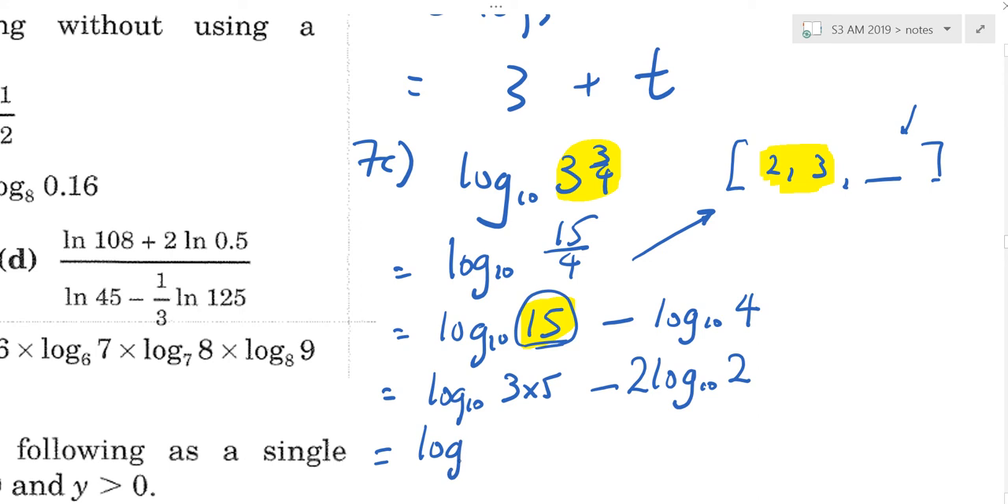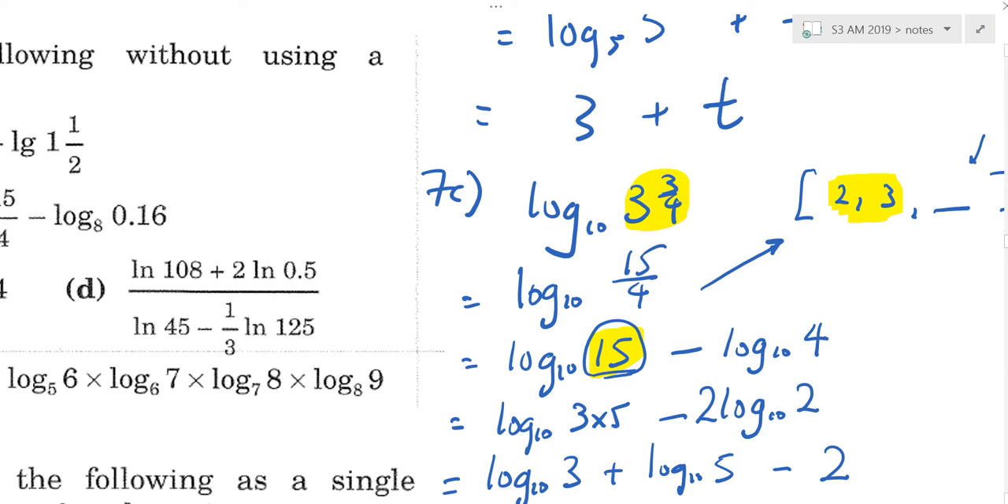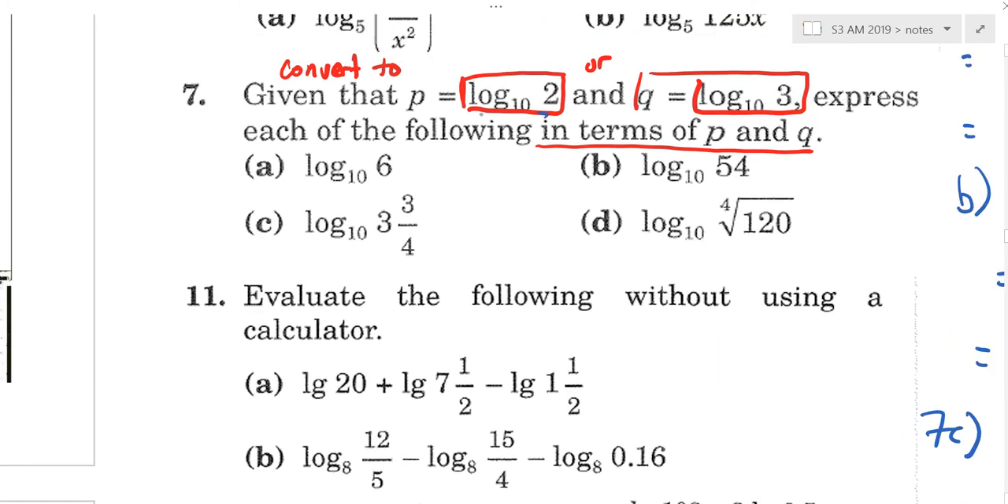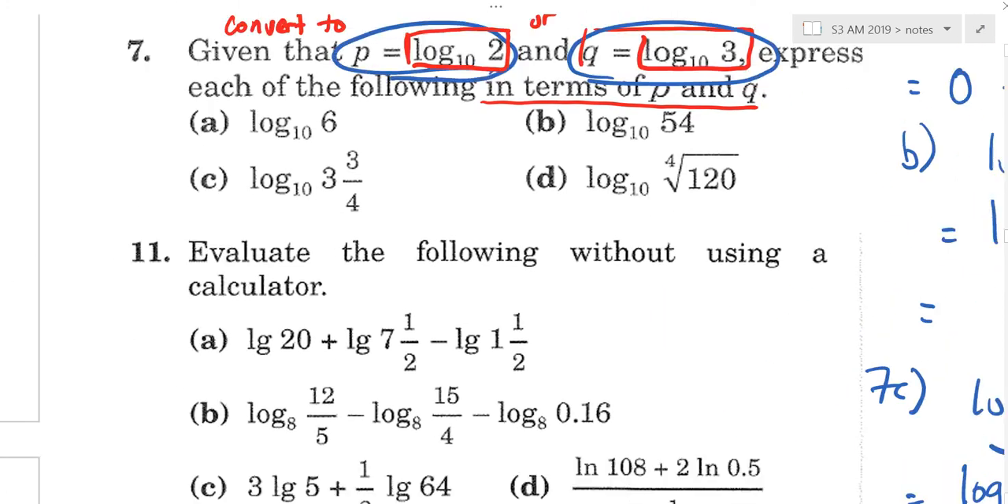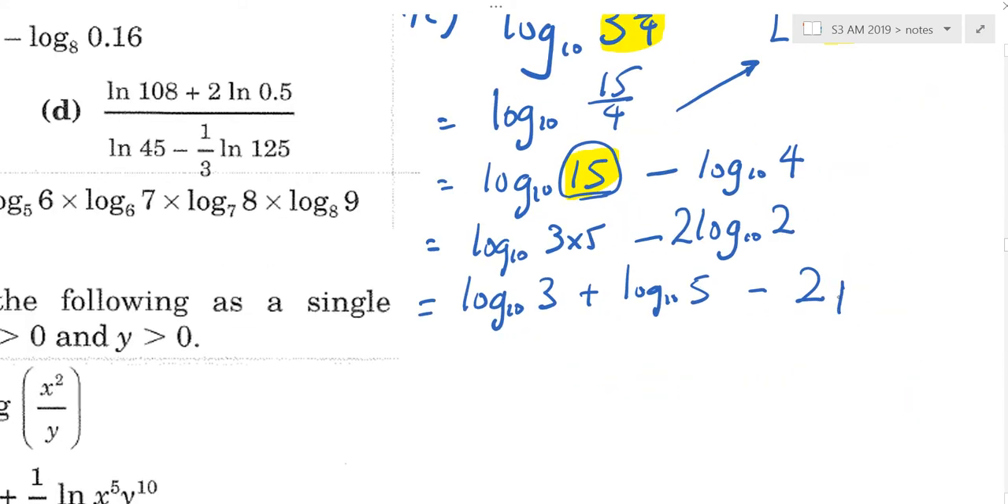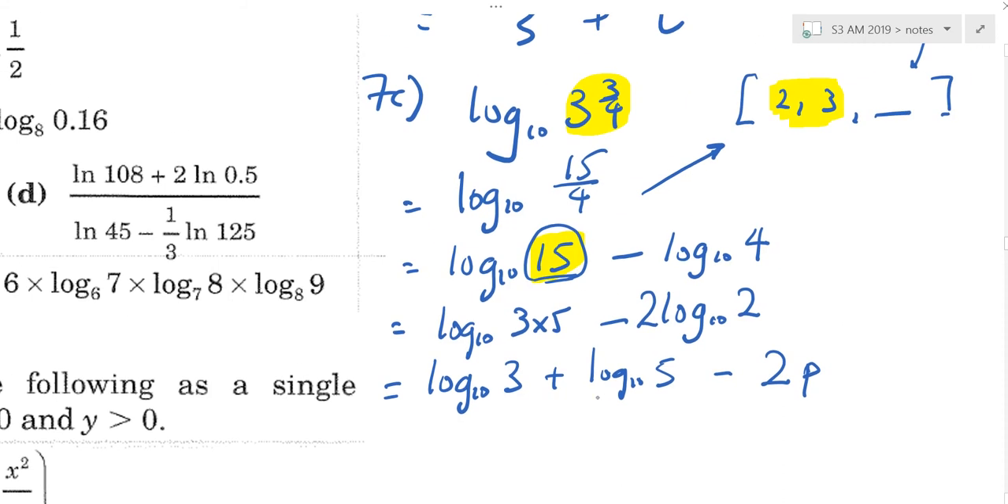So log 10 3 plus log 10 5 minus 2 log 10 2. Log 10 2 is P or Q? Log 10 2 is P. Log 10 3 is Q. So I know this is P. So I'm only left with what? What's the thing that disturbs me? The 5. So I leave a blank here.